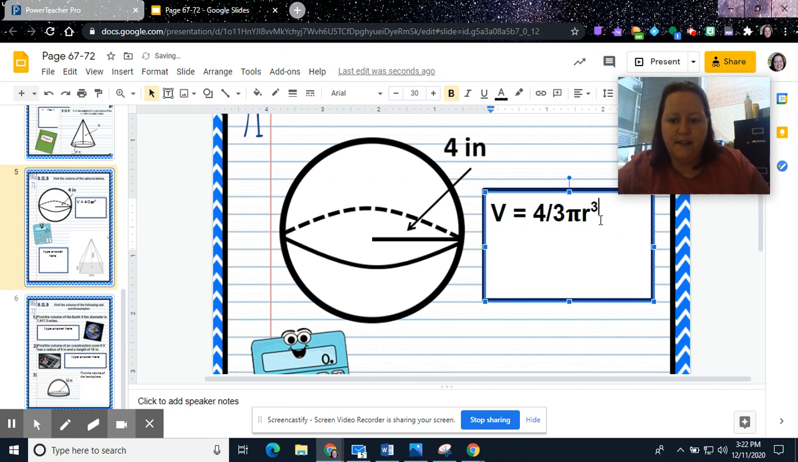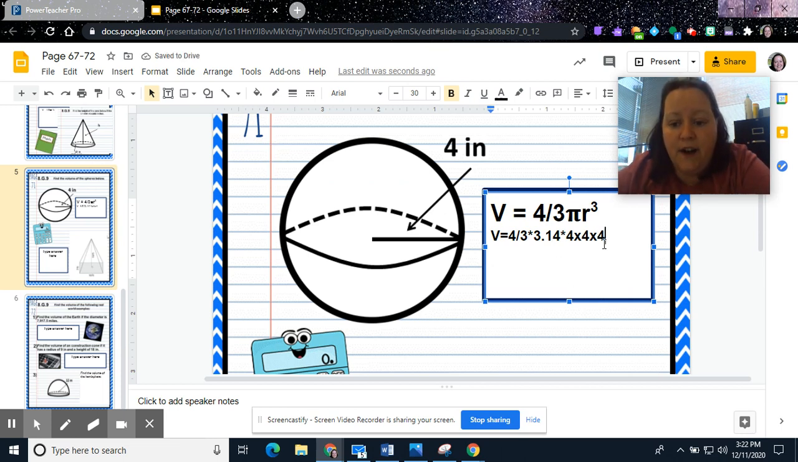So again, I think this is one of the more difficult ones to deal with. So we have volume equals, and then we have our 4/3. We know that pi is 3.14, and then we know that the radius is 4. So that's going to be 4 times 4 times 4.